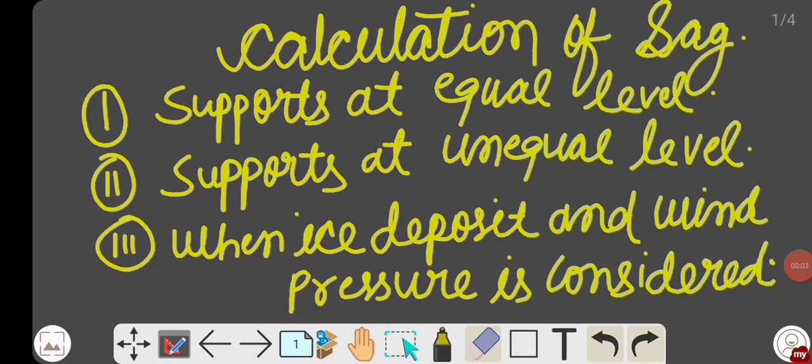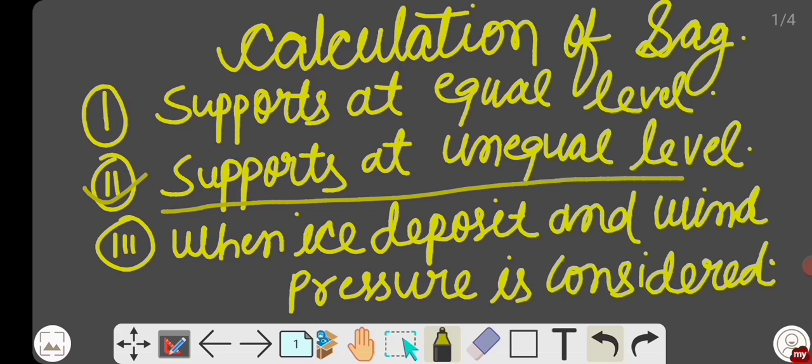Today in this video we will discuss the second case of calculation of sag, that is, supports at unequal level. In the previous video we discussed the first case, that is, supports at equal level. If you have not seen it, then the link is in the description, you can go and see it.